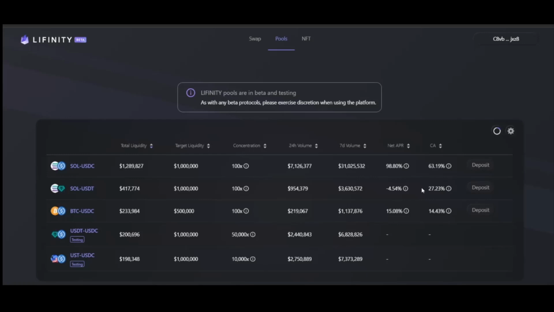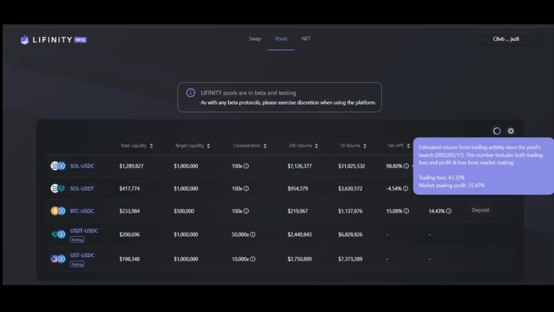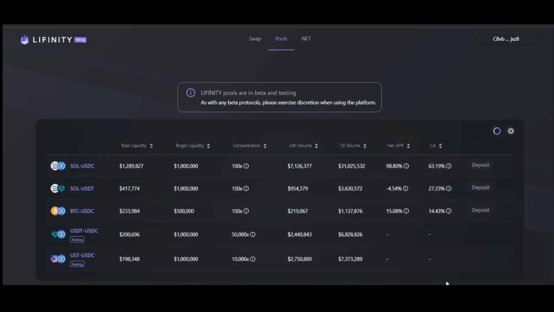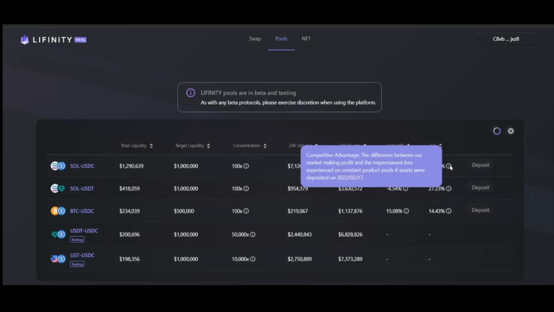The reason they don't show you, I presume, is because it would mean fewer people would provide liquidity on their platform. They basically only want to show you the positive side of their DEX. So they show you the trading fees and they show you their liquidity mining rewards, but they do not show you their market making profit, or in other words, their impermanent loss. But we do show you whether it's positive or negative, and we also show you what you would be getting on other platforms that have constant product pools.